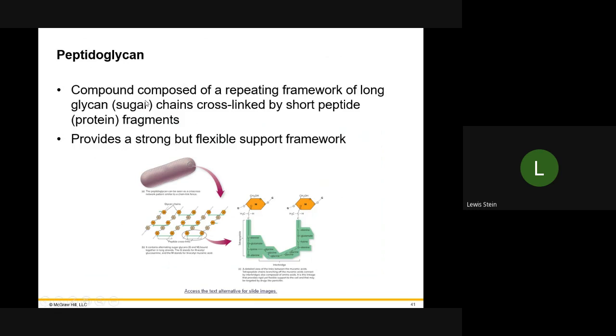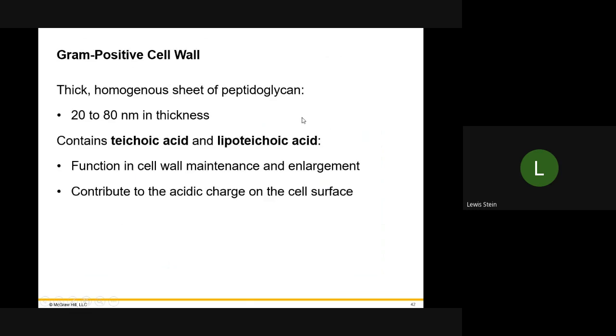Strong but flexible. Glycan sugar chains cross-linked by short peptide protein fragments. 20 to 80 nanometers, roughly 30 to 40 layers of peptidoglycan thick. They contain, and this is a marker, and it does help to attach things to it, teichoic and lipoteichoic acids. Maintenance and enlargement, acidic charge.